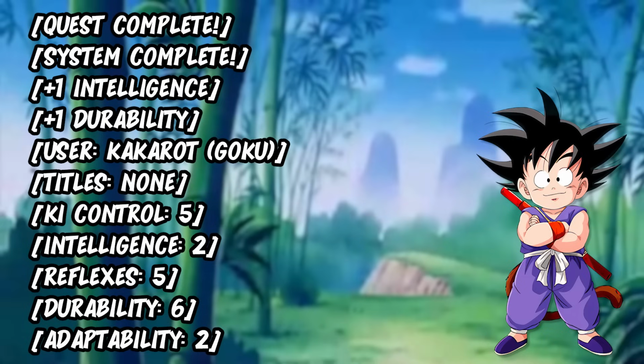Goku can feel this immediate boost in power, but he can also understand more of this system as he looks at it again. His intelligence has grown and his durability has also grown, and he can feel his body has become sturdier in that regard. User, Kakarot, brackets Goku, titles none. Ki control 5, intelligence 2, reflexes 5, durability 6, adaptability 2.